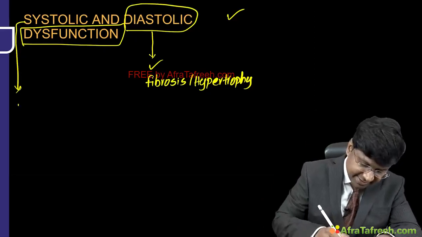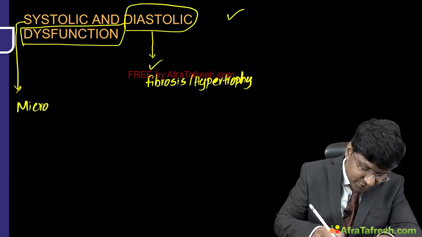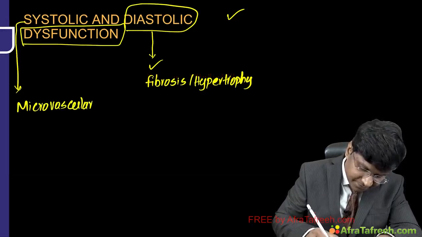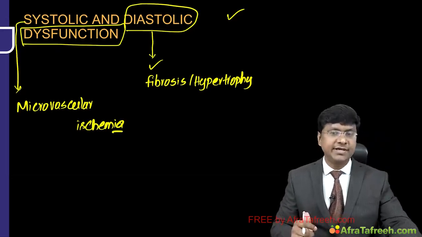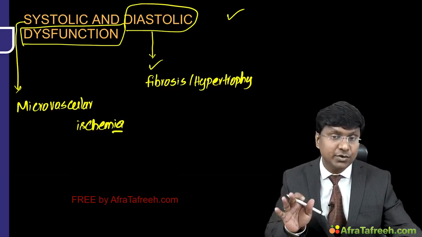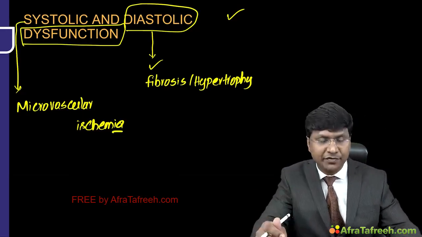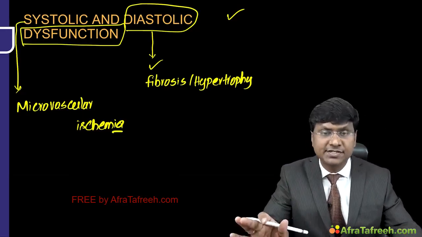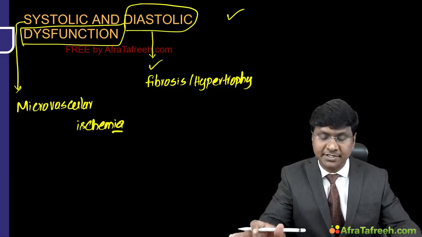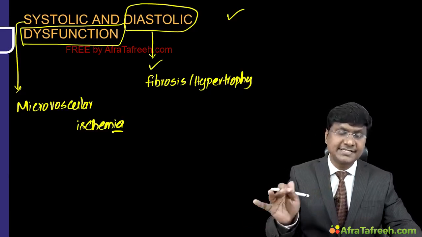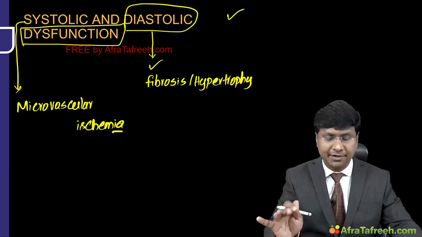Why is that? That systolic dysfunction is due to microvascular ischemia. That is the reason why ejection fraction will not be absolutely normal in patients with hypertrophic cardiomyopathy. The ejection fraction is around 40 to 50% in these patients. So these are the pathological changes and pathogenesis in hypertrophic cardiomyopathy.